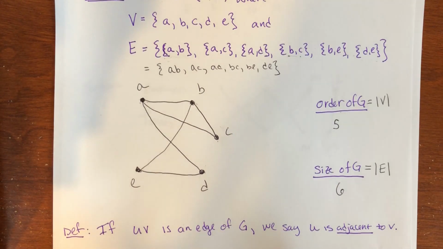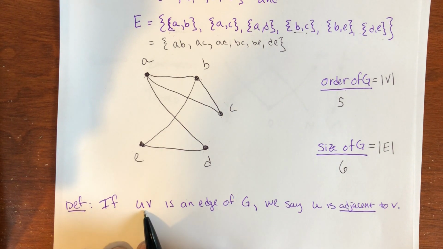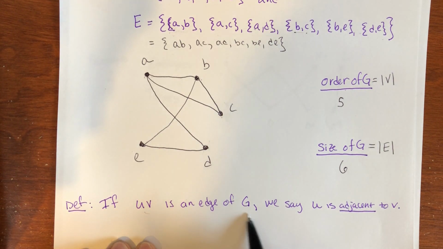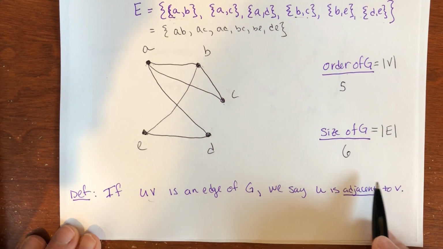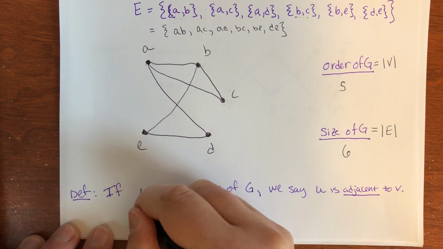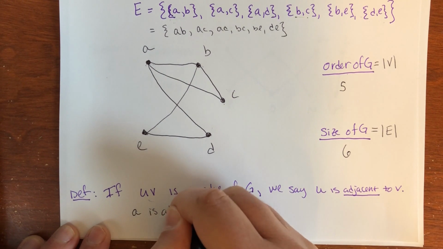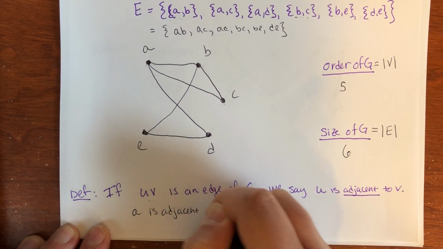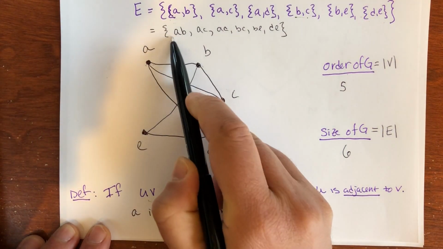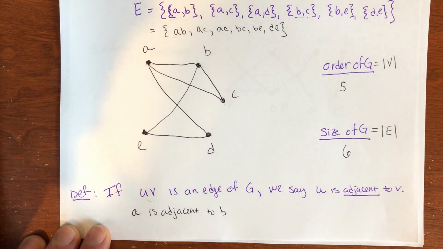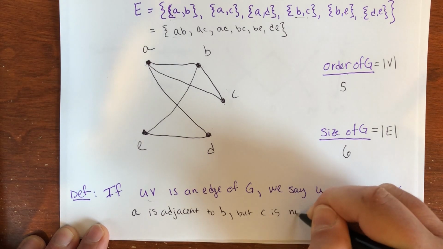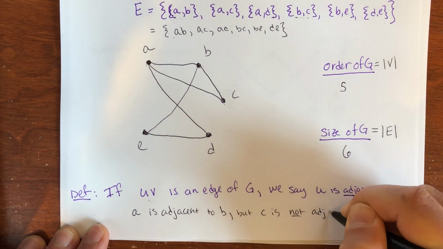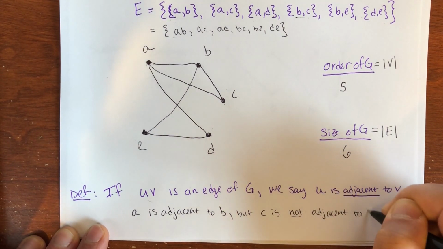Now, with that in mind, if UV in general is an edge of a graph G, then we say that U is adjacent to V. So in our example above, we could say that A is adjacent to B, because AB is an edge in our graph. There's a line connecting A to B, but C is not adjacent to D.